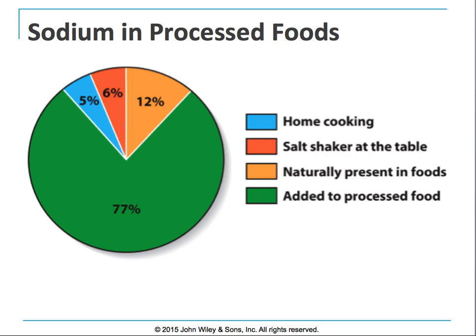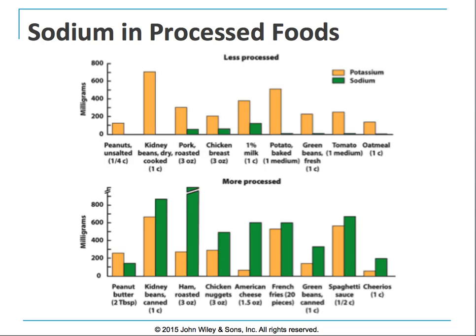Sodium is a mineral. It's going to be there in foods that we eat that are not processed. But then the green, 77%, more than 3/4 of the salt that we consume is added to processed food. So if you're looking to limit the sodium in your diet, the easiest way to do that would be to limit your consumption of processed foods.